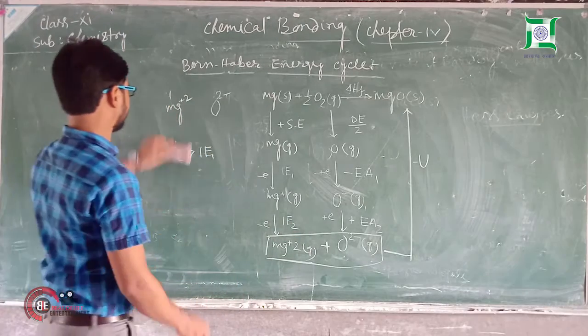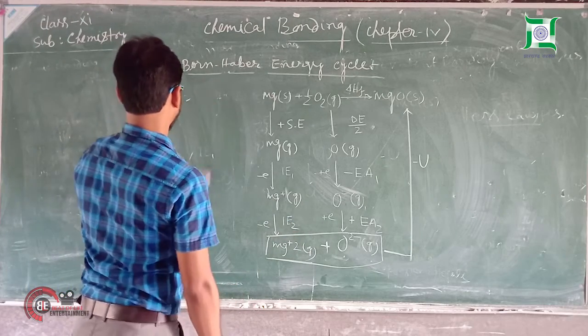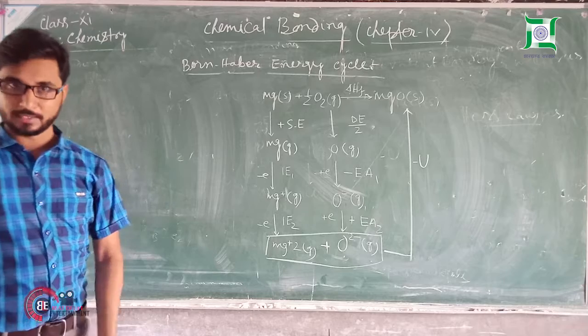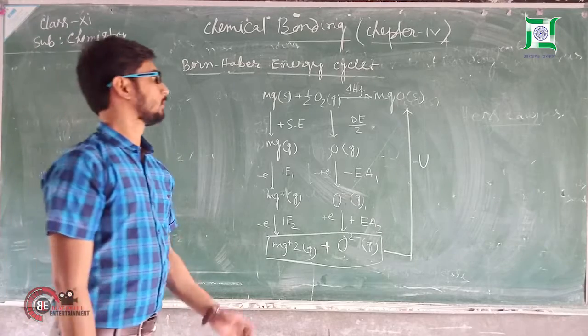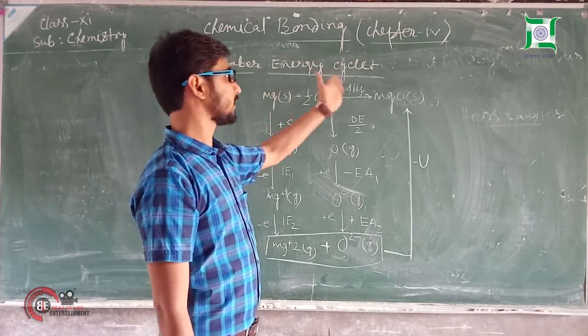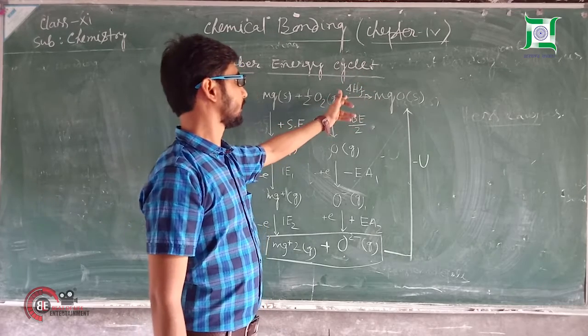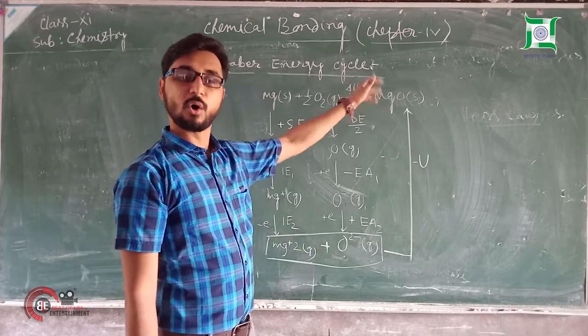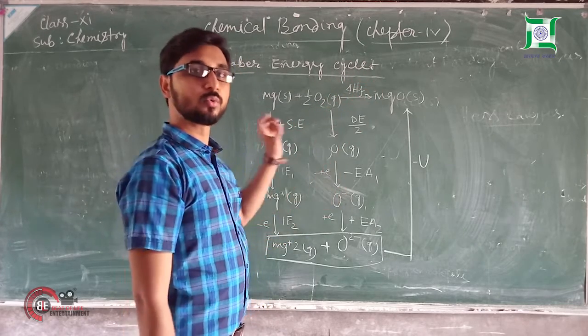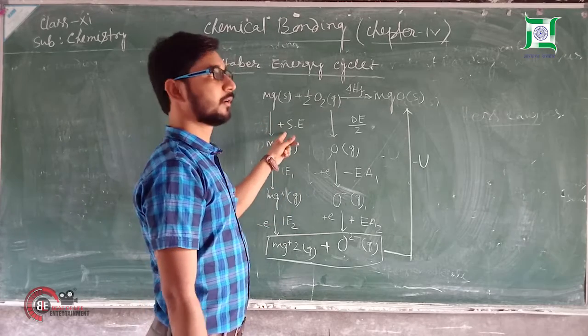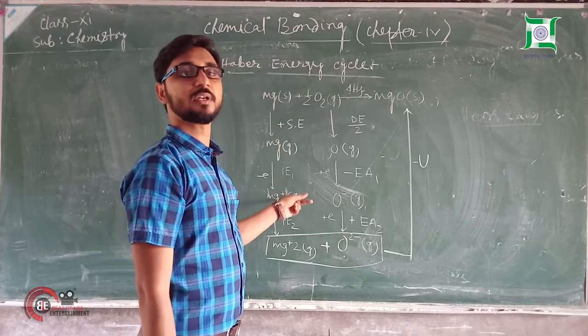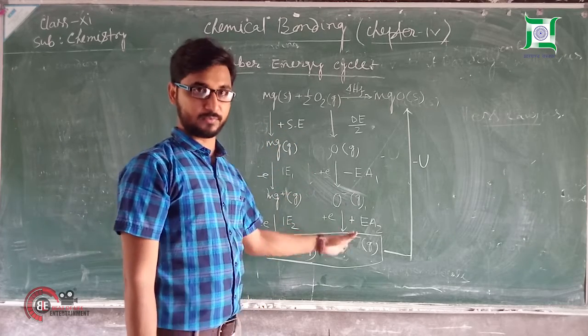So here, according to Hess's law, we know that if a process occurs in one step, then the heat change will always be equal to the sum of the heat changes associated with the multiple steps.